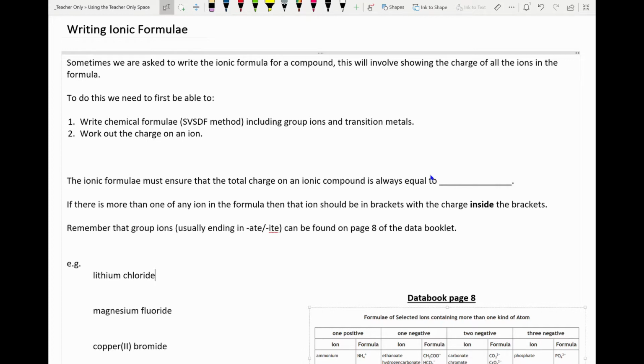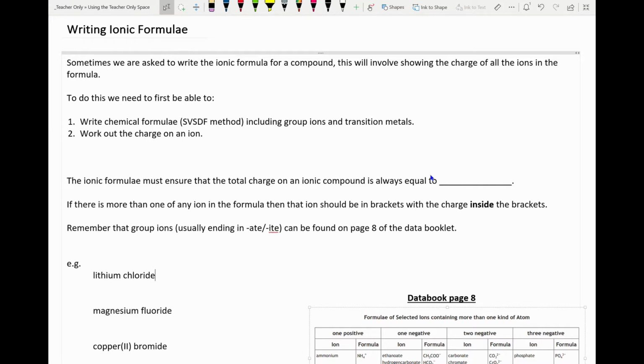The two skills that we're going to need in order to be able to write an ionic formula is the ability to write a simple chemical formula. In class we've learned the SVSDF method, which is symbols, valency, swap, divide, formula. That's got to include your group ions, which are things like sulfate and nitrate and hydroxide, these ions that contain more than one atom, and also the transition metals, which usually will be accompanied by a Roman numeral to let you know the charge that they're going to have, or the valency that they've got.